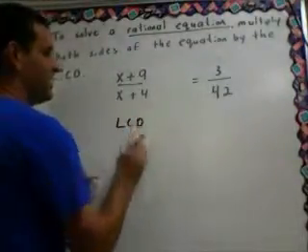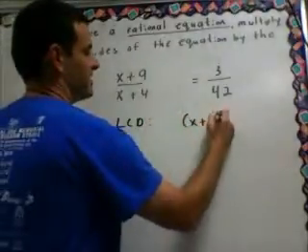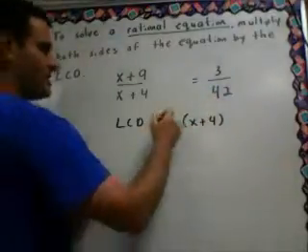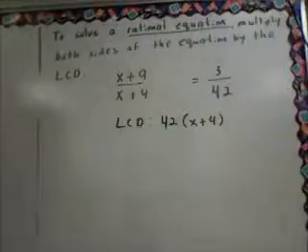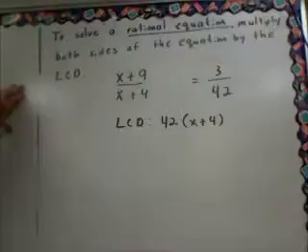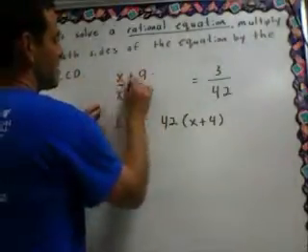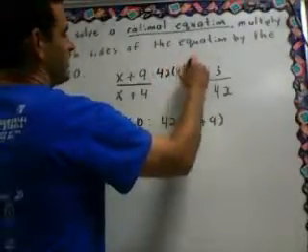What do we see along the bottom? Well, I see an x plus 4. Put it in parentheses because it's not the only factor. And we see a 42, which is a number, but it stands alone as a factor. The LCD would be 42 times x plus 4. And according to these notes, I will multiply both sides by the LCD. So I'm going to multiply this by the LCD, 42 times x plus 4.